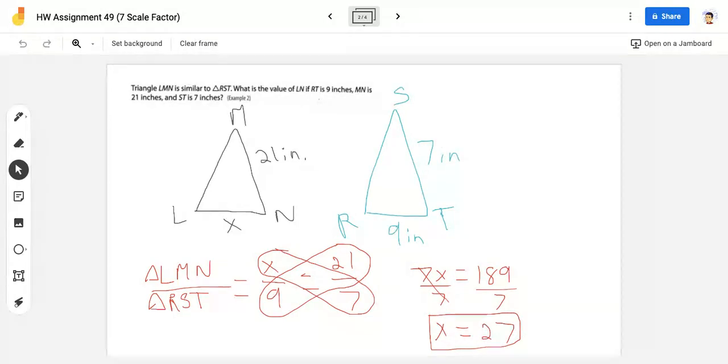Let's see if that makes sense. Remember, we're saying that x is equal to 27. We could figure out what the scale factor is. If we were trying to go from this triangle to this triangle, to get from 7 to 21, I would multiply by 3. That means I must multiply by 3 to get from 9 to whatever this number is, and it does work out: it's 27. So I can figure out that value without a proportion, but proportions will always work.